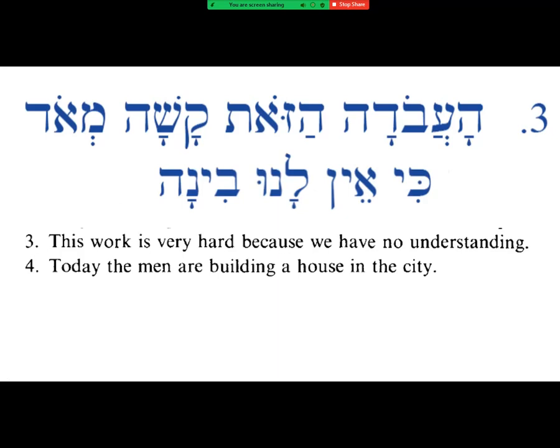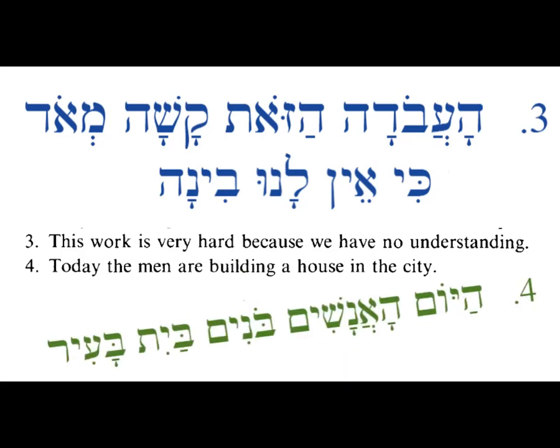Okay, today the men are building a house in the city. So today again is hayom. The men is ha'anashim. Building is boneh or bana, I guess. And so that would be, and they're building, so it's bonim. House is bayit, and in the city is going to be ba'ir. So hayom, ha'anashim, bonim, bayit, ba'ir.